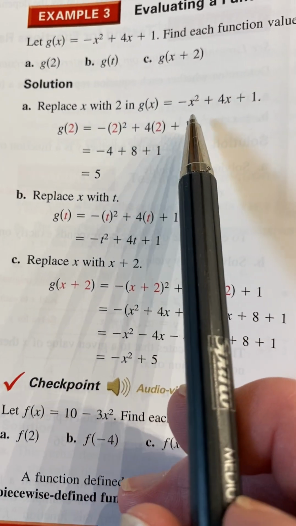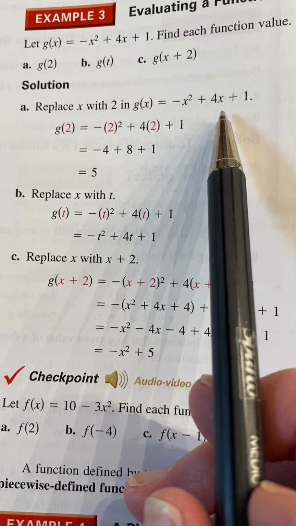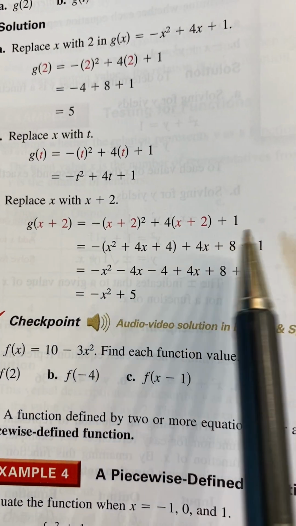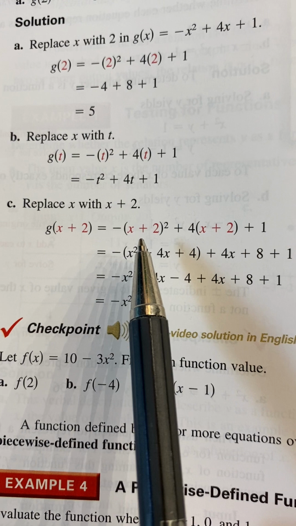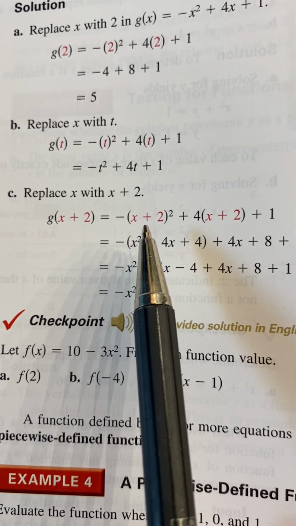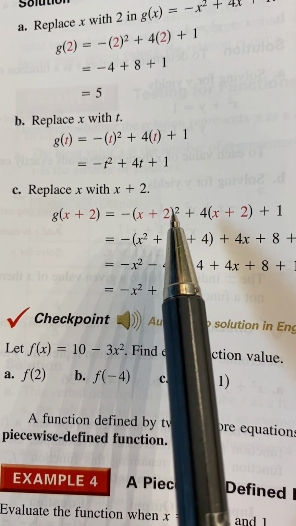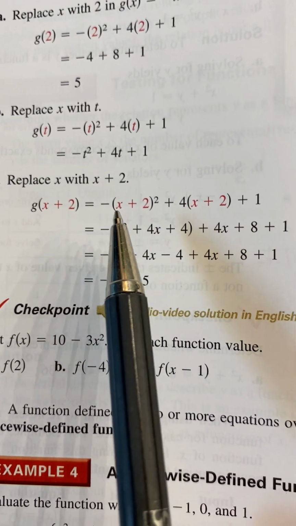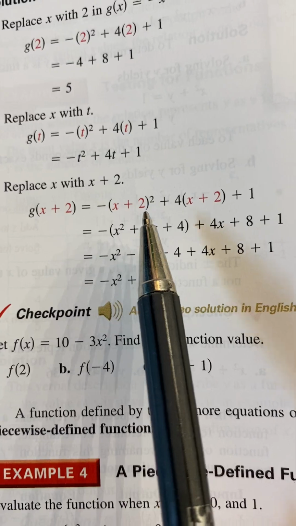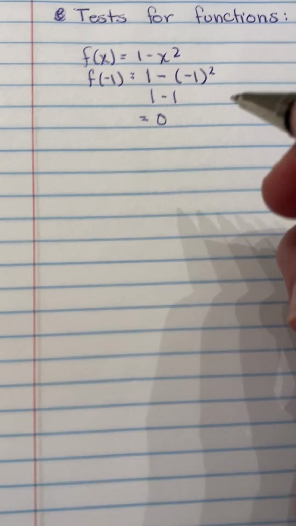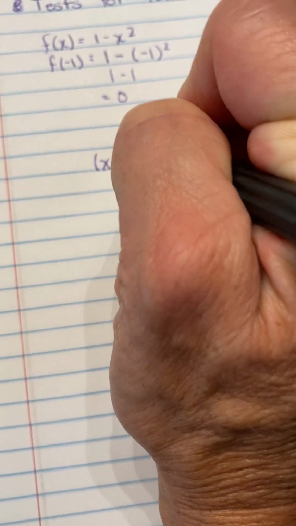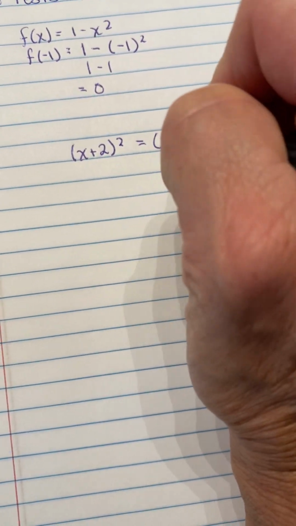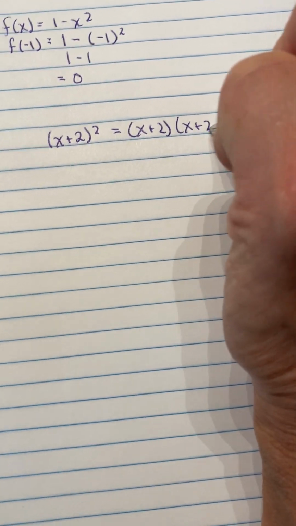Well, now wherever you see an x in the function, we're going to put x plus 2. So I know it's in the beginning of the year, so let's remember that when you have a quantity squared, this isn't equal to x squared plus 4. This is equal to x plus 2 times x plus 2. Let's quickly go over here and look at that. X plus 2 quantity squared means x plus 2 times x plus 2.